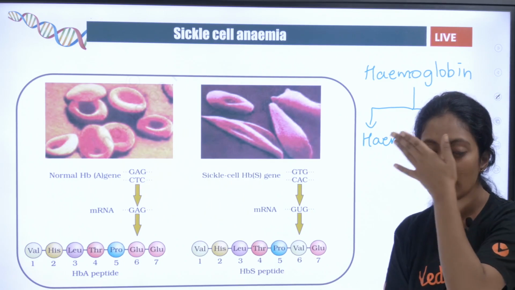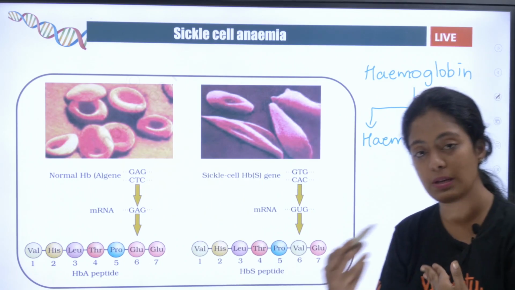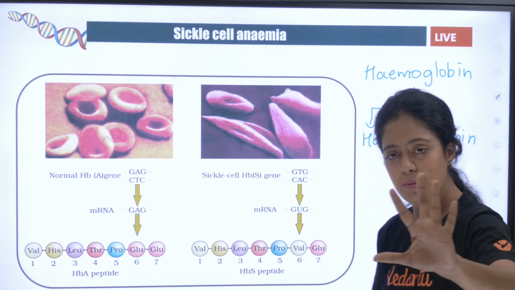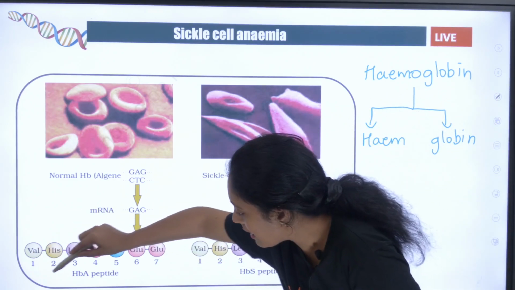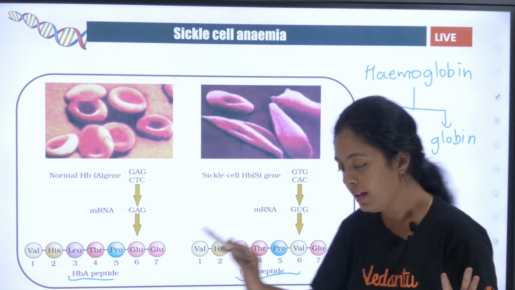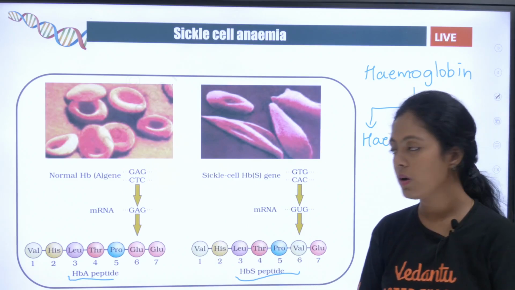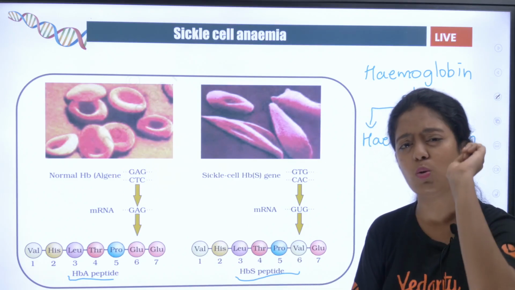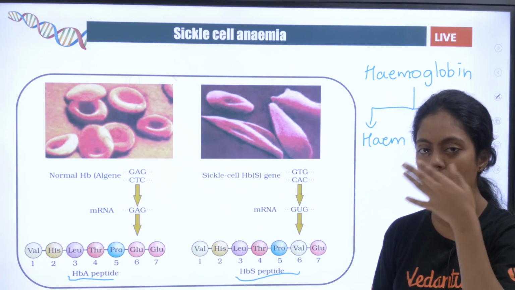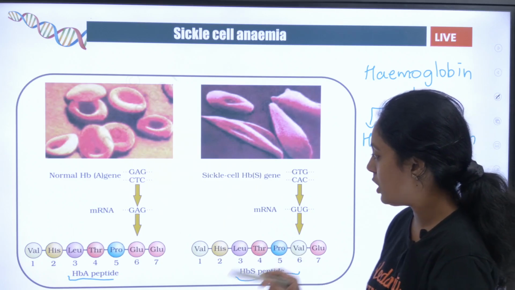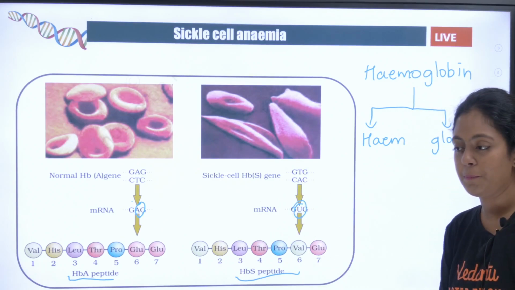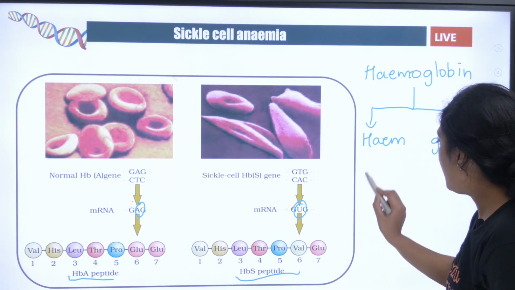In the globin there are two genes, HBA and HBB, alpha and beta genes. What is happening here? You can see this is the HBA peptide and this is the HBS peptide. HBA is normal, HBS is sickle cell anemic. There is a single mutation, in just one nucleotide. Here there is an A, here there is a U. So this is a point mutation.